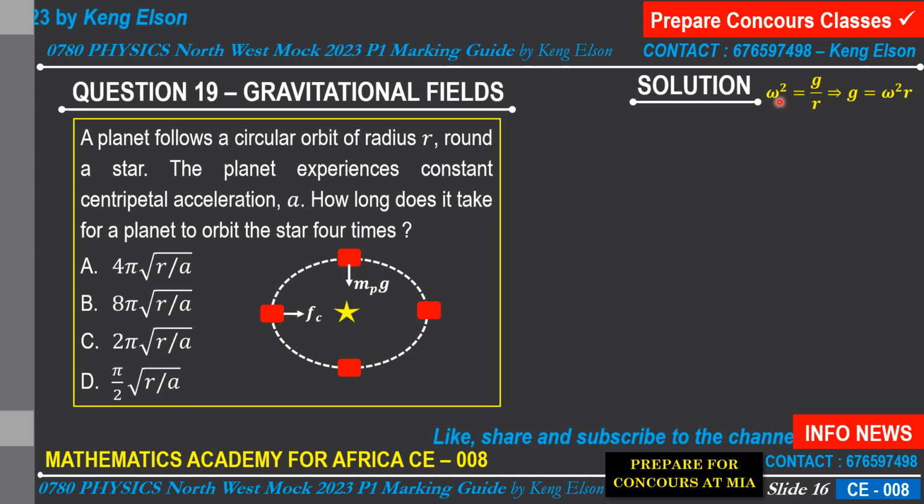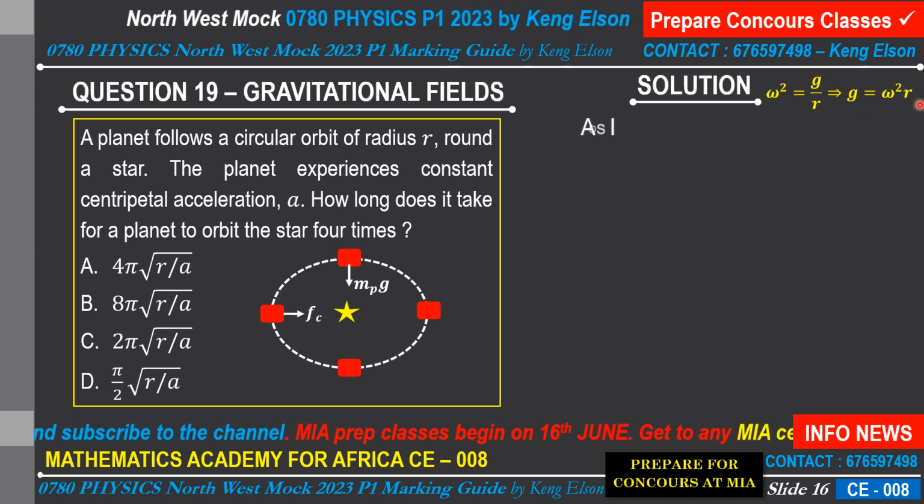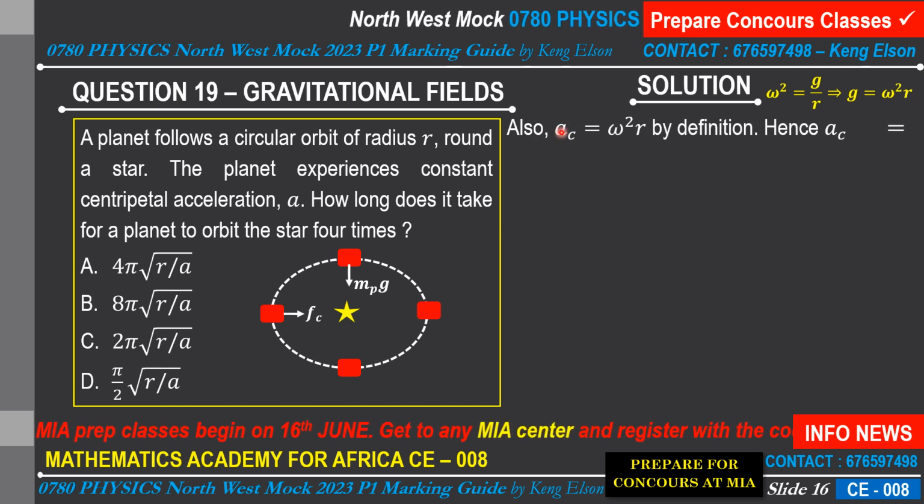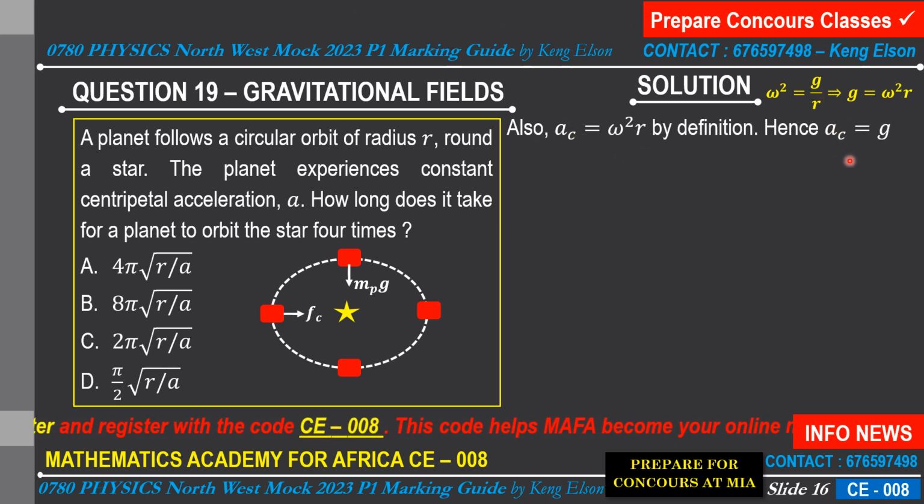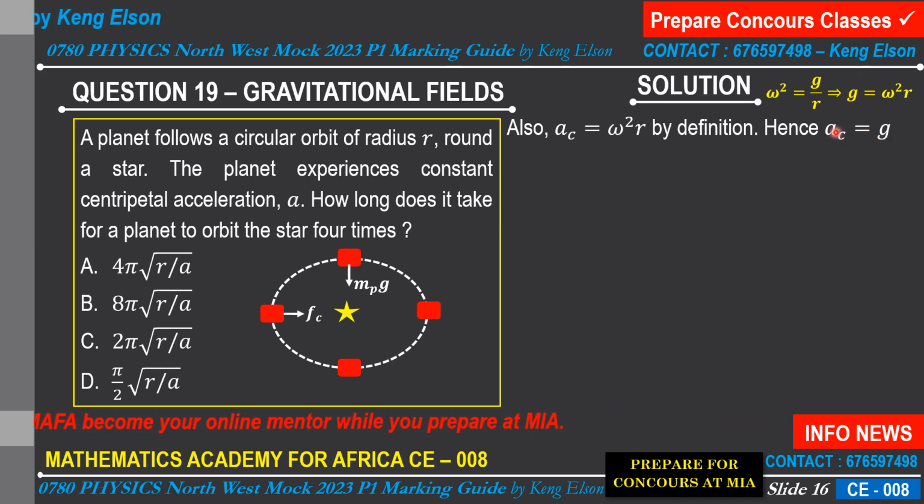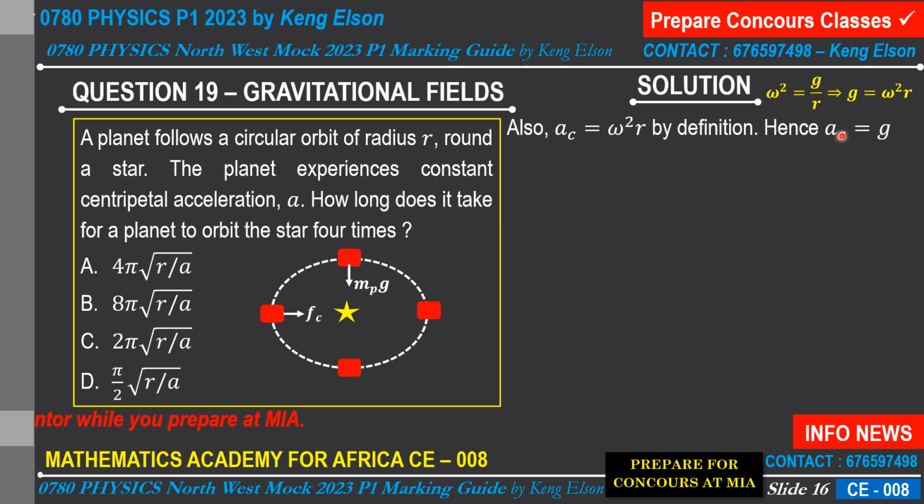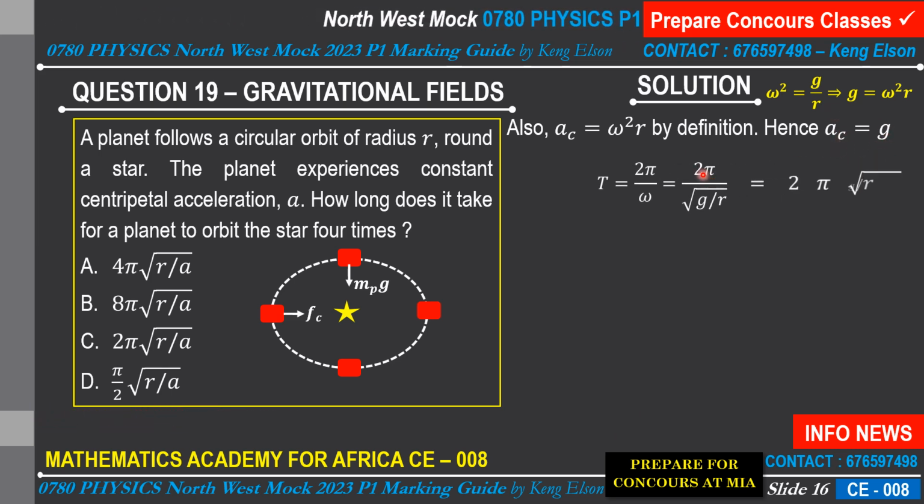So having omega squared to be g on r, it means that g is omega squared r. But again, by definition, what is the centripetal acceleration? It is omega squared r. So your centripetal acceleration and your gravitational field strength are equal to each other. So ac, my centripetal acceleration, is equal to g. Now from there, I think we can get the period. Period is 2 pi on omega.